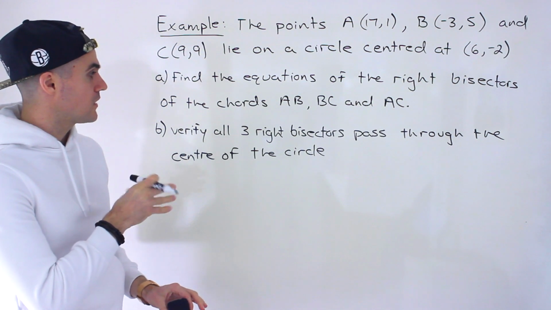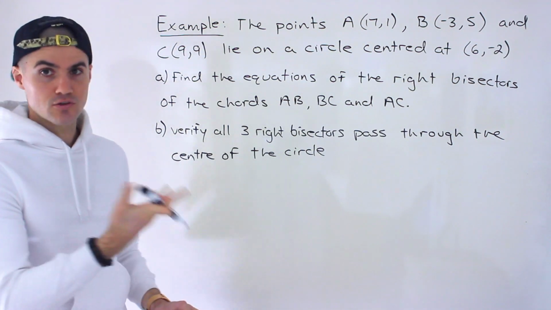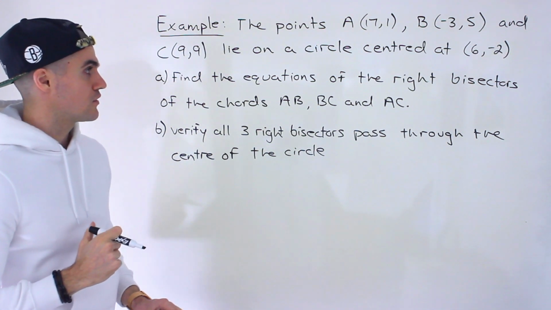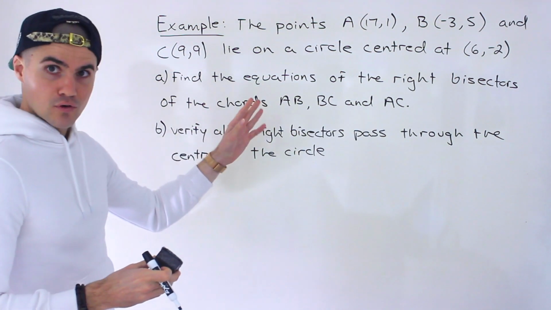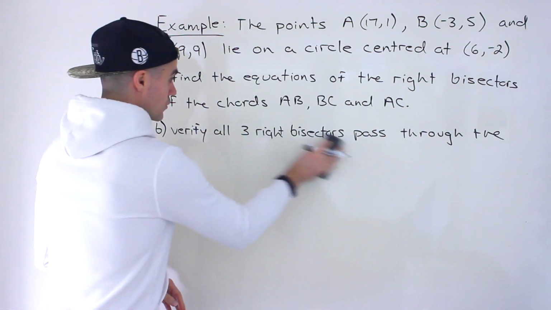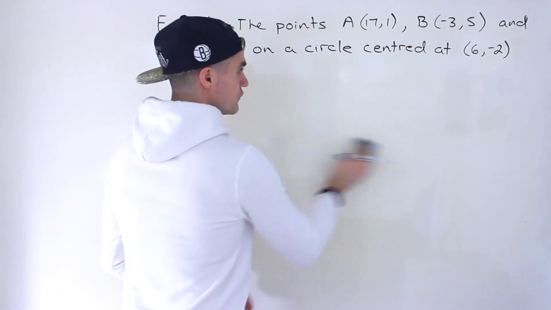And then in part B, we have to verify that all three right bisectors pass through the center of the circle. So if you remember, the right bisector of a chord always passes through the center of a circle. We've gone through that in a previous video, so just as a quick review.